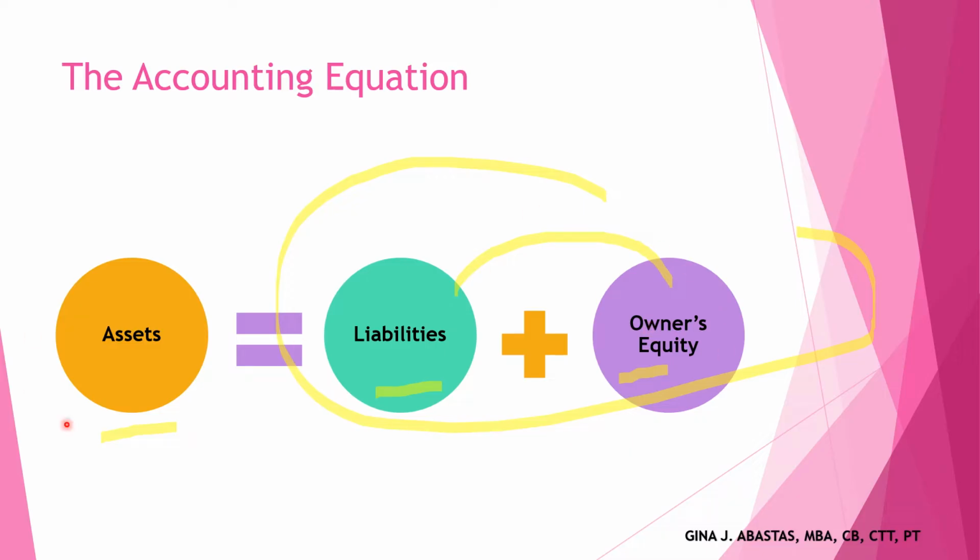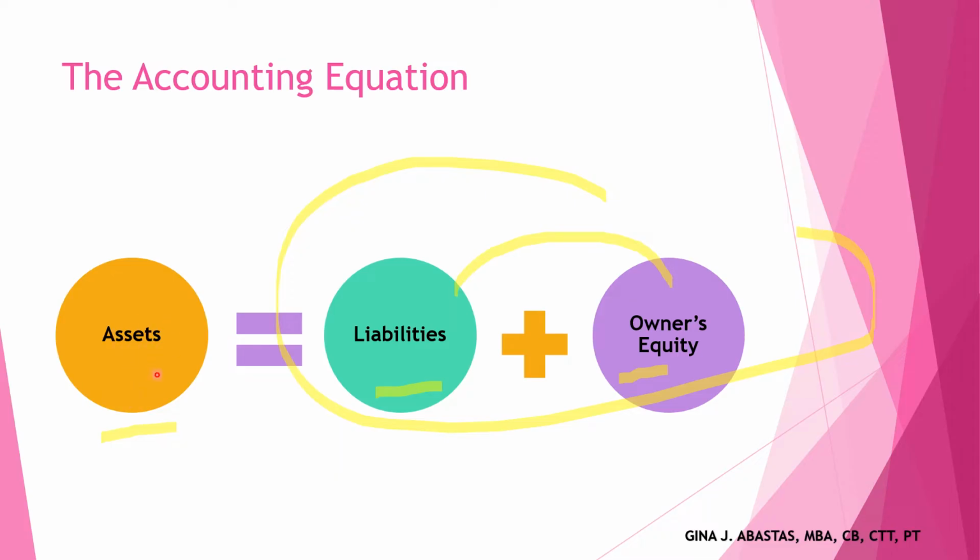So this simple formula serves as the foundation of double entry bookkeeping, wherein there are always two account entries made for each transaction. So a debit to one account and a credit to another. So keep listening to have a better understanding of the accounting formula basics, its elements and its relationship to one another. First, we have here the assets.